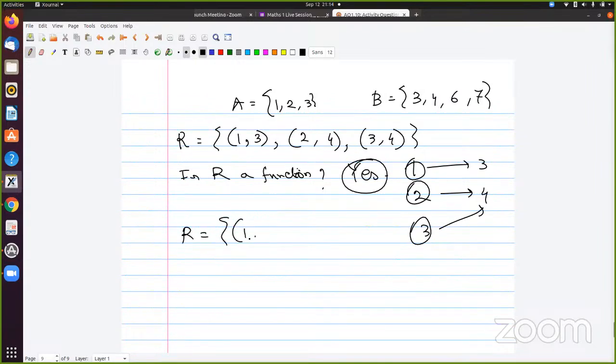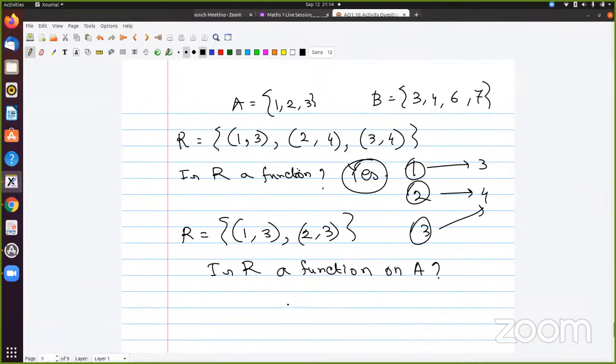Now tell me this one. Is this a function? No, sir, it is not a function. Why? Output does not matter.